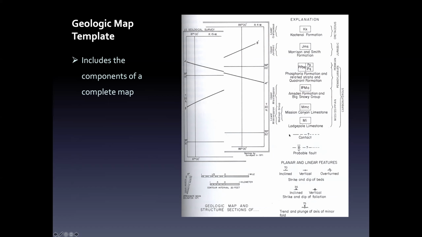Types of contacts that we see in the field. So this is going to be a contact type in the map. Types of faults. And of course, other linear features, strike and dip symbols, overturn symbols, foliation symbols, and so forth. You'll be learning more about these symbols as we go through the semester.